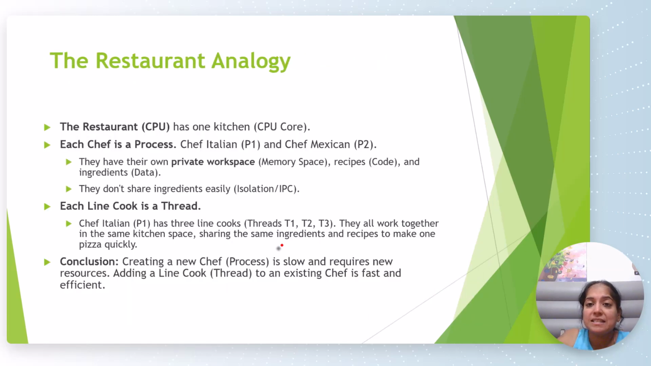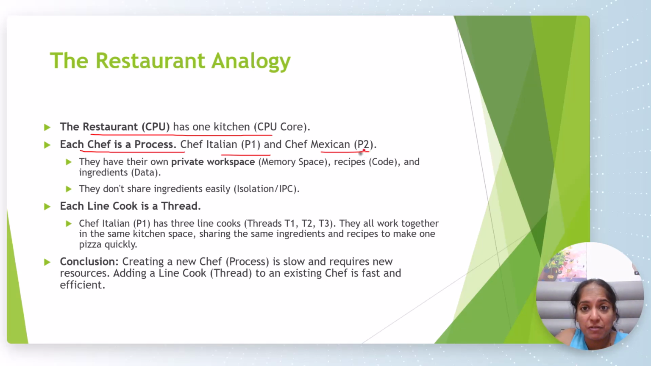Okay, let's see an analogy, a restaurant analogy, of what a process is, what a thread is, and how it works. Let's say the restaurant, which is my CPU, has one kitchen. That is the core of the CPU. It may have multiple kitchens, that means multiple cores, but let's talk about only one CPU core. There are multiple chefs. So each chef is a process.